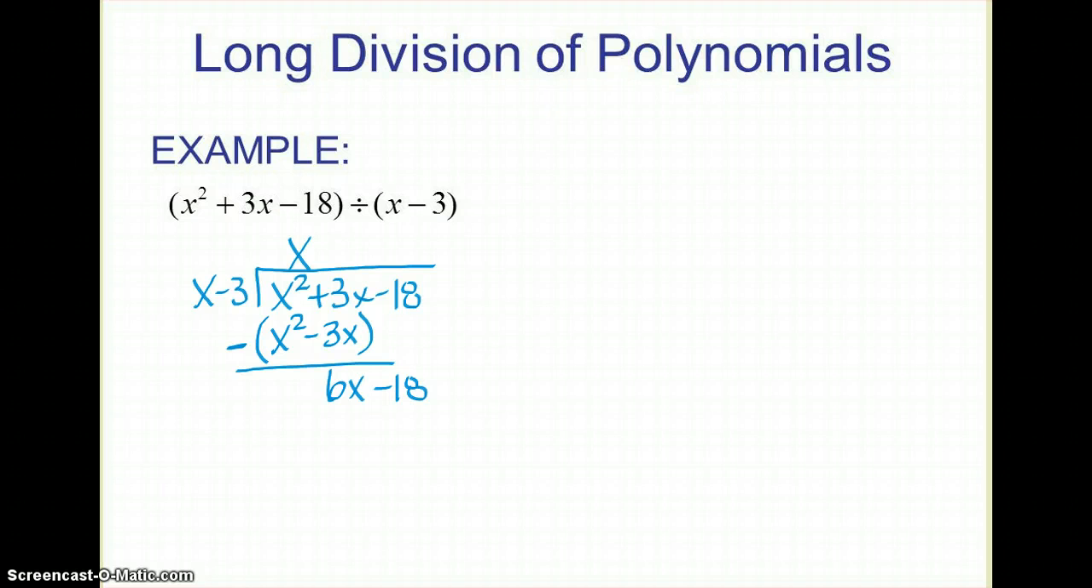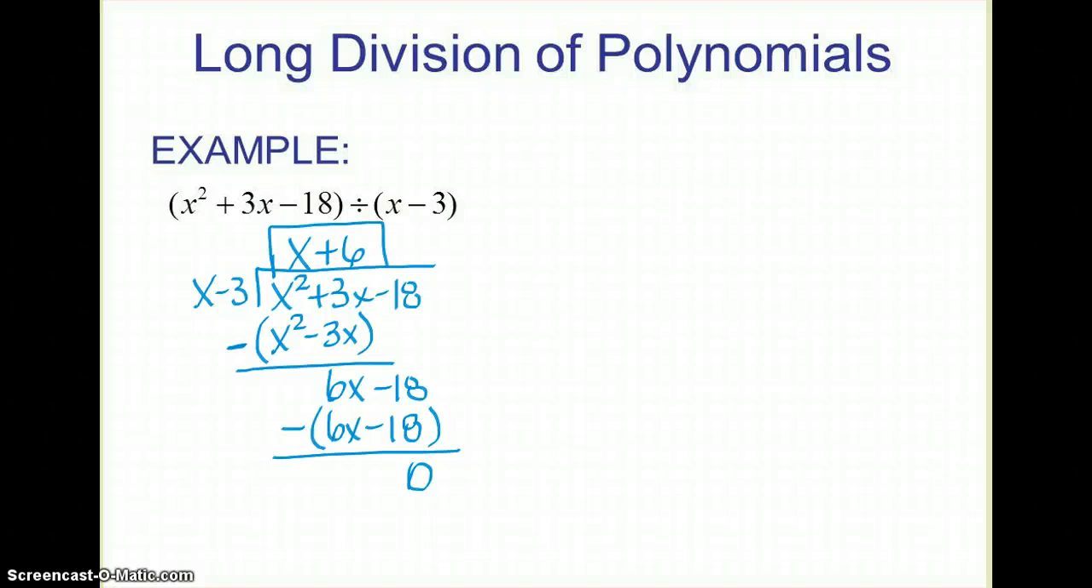And now I'm trying to work with this x and this 6x. So again, what do I multiply times x? That's going to make that into a 6x. So up here, that's a positive 6. So I'll multiply 6 times x minus 3, makes 6x minus 18. And when I subtract that, 6x minus 6x is 0, and negative 18 minus negative 18 is also 0.